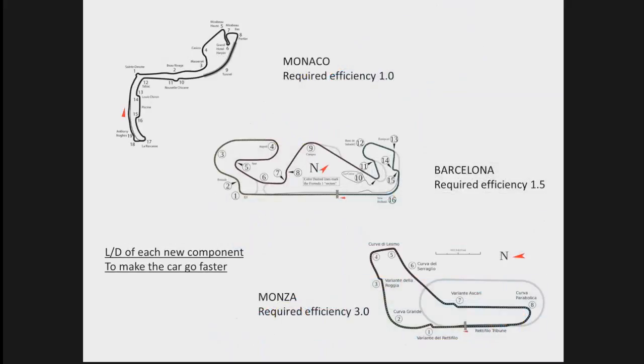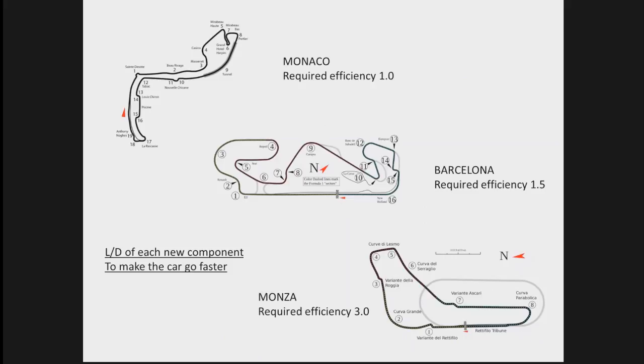The other constraint that we have is that we're going to race on different racing tracks, and I've put 3 of them here. We go from a very slow track like Monaco to a medium speed track, Barcelona, and a high speed track like Monza. The main difference is that what we call required efficiency will change. This is telling which ratio between downforce and drag will make the car go faster if we put it on the car. And this ratio will change if you go from Monaco to Barcelona to Monza.